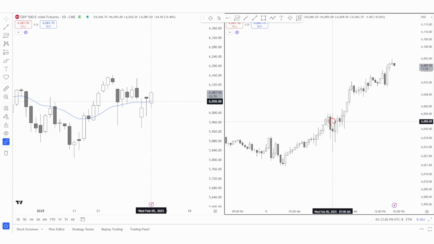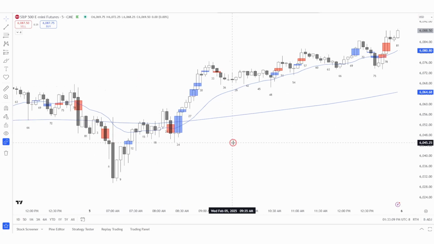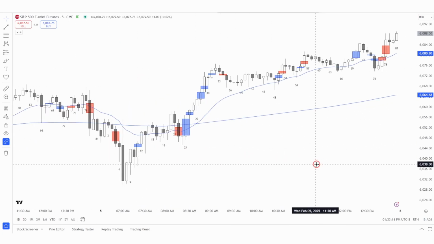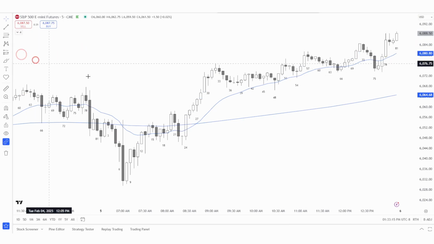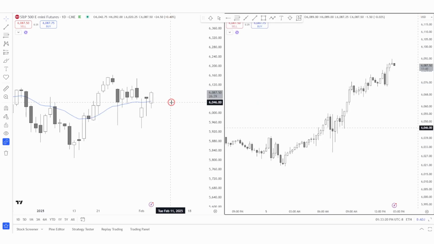What is the time? 6:45, 6:30. Okay, so yeah, that's that morning pullback. That's this pullback right here. I don't know if I like the gaps on the chart. I kind of like just looking at a clean chart. You can turn it on later.